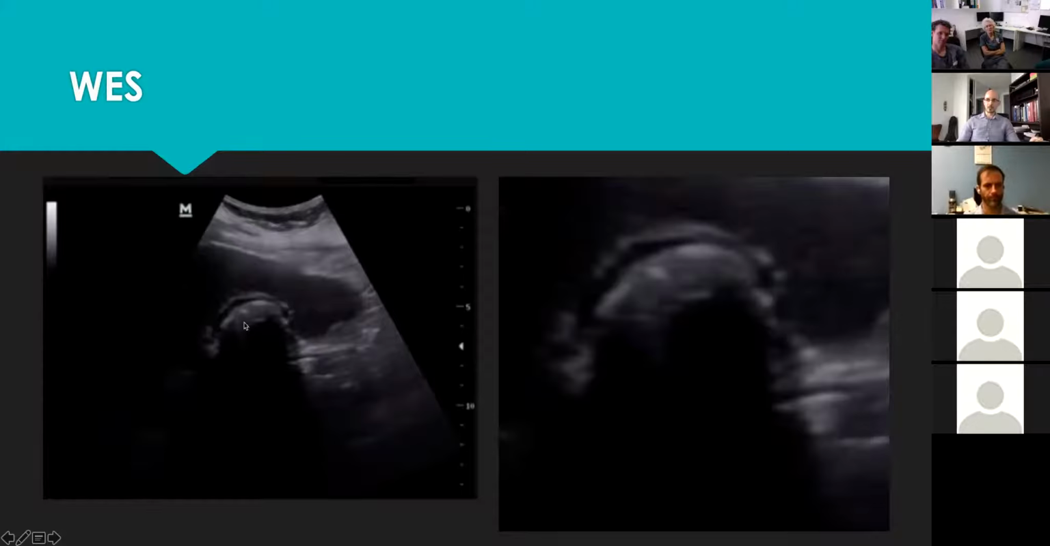The way to differentiate is the sign called WES, wall echo shadow. So this is the gallbladder wall. And then you can see the echo, and you can easily see the differentiation between the gallbladder and the stone. And then you can see the echogenicity of the stone and then the shadow after it.